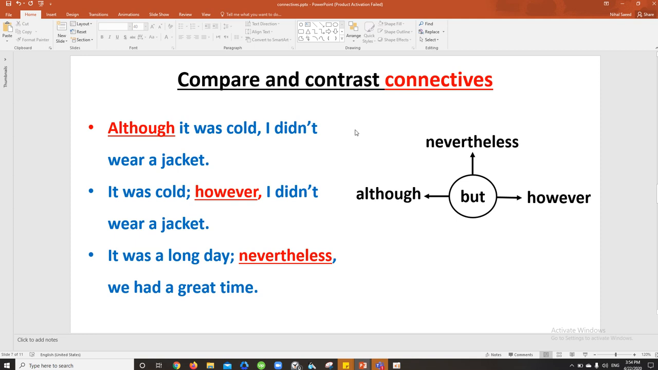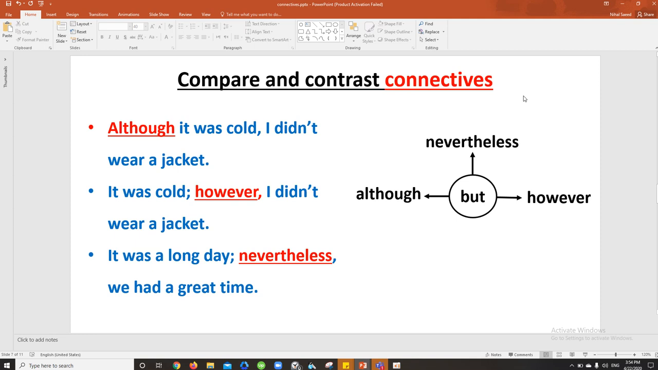Yesterday we explained the first two types of connectives. The first one was time connectives, like firstly, after that, afterwards, then, and finally. And the second type was effect and cause connectives, like because, so, and therefore. Today we will discuss together the third type, which is called compare and contrast connectives.